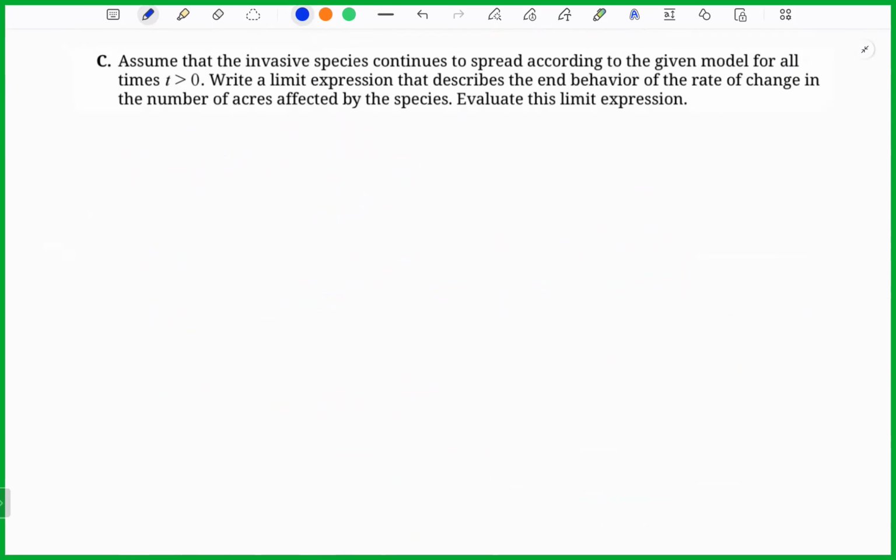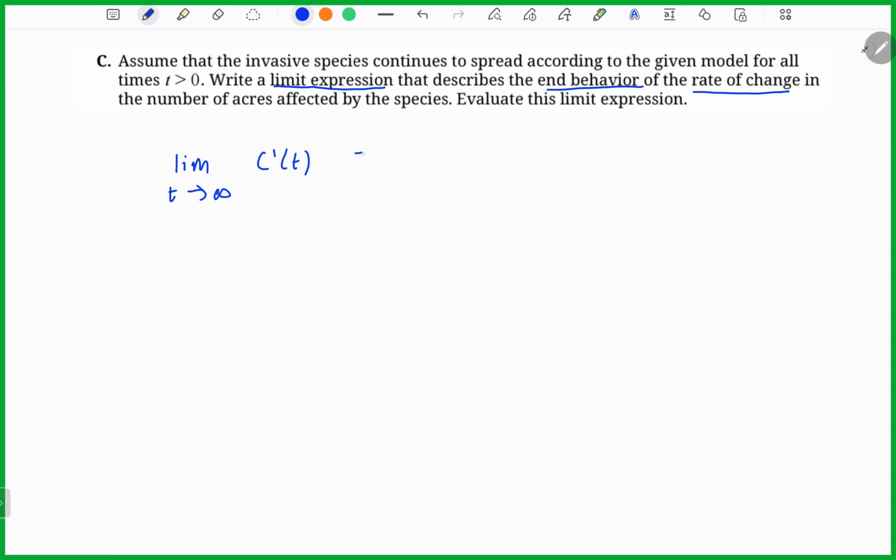Moving on to part C, we're asked to assume that the invasive species continues to spread according to the given model for all time t greater than 0. Write a limit expression that describes the end behavior of the rate of change in the number of acres affected by the species. Evaluate this limit expression. So let's make sense of this. We're asked to find the end behavior of the rate of change. Namely, we're asked to find the limit as t goes to infinity of specifically C prime of t.